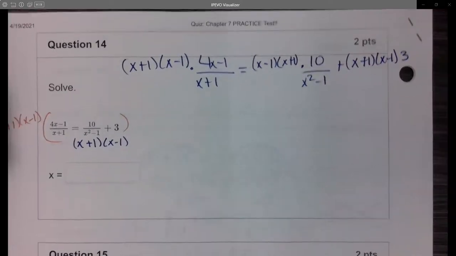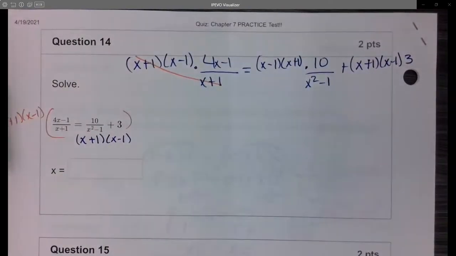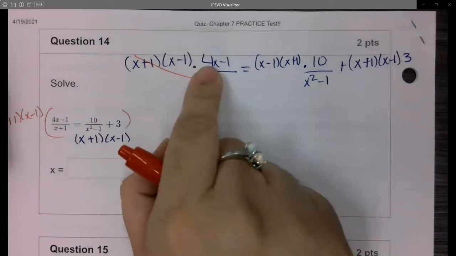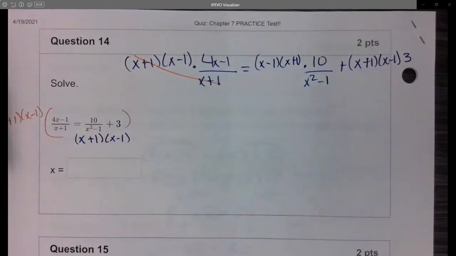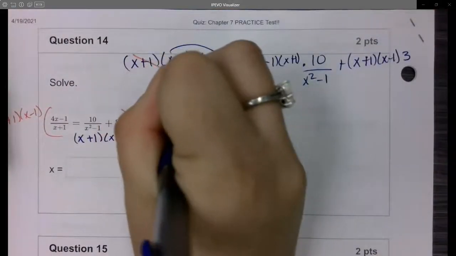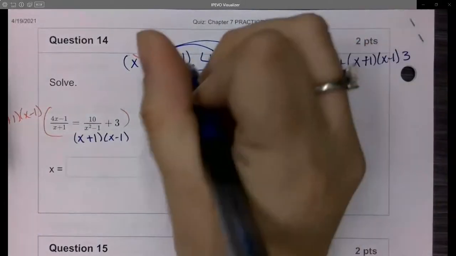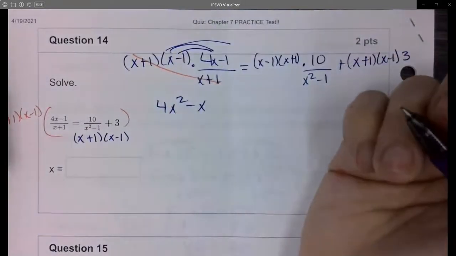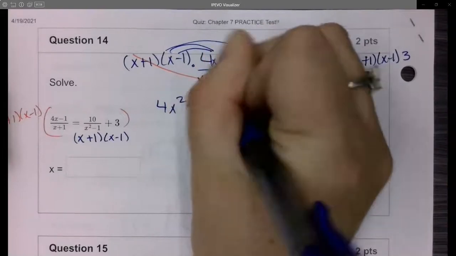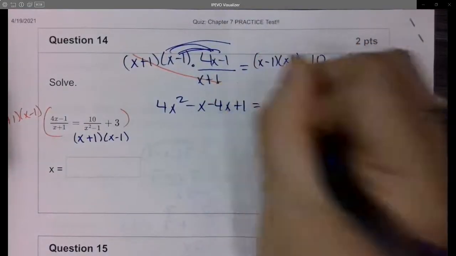If I take a look at my first part of the equation, the x plus 1's cancel out. So all I have to multiply is this x minus 1 and the 4x minus 1 together. X times 4x is 4x squared. X times negative 1 is negative x. Negative 1 times 4x is negative 4x. Negative 1 times negative 1 is positive 1.